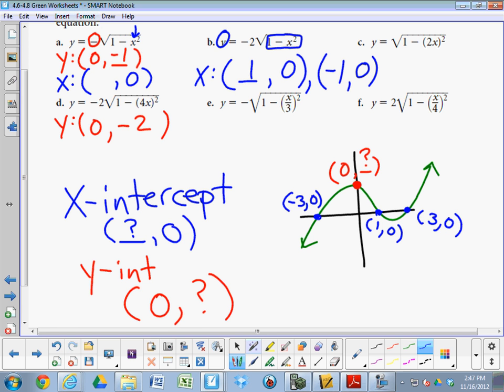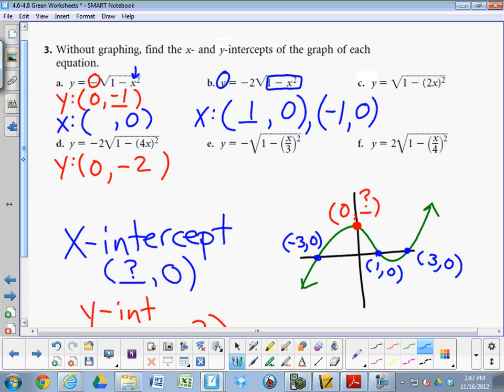The question was, on a test, do you have to write both answers? Yes. They have to both be there. Because it says, find the x and y intercepts of the graph. And if you only find one, and there are two, you didn't find them all.